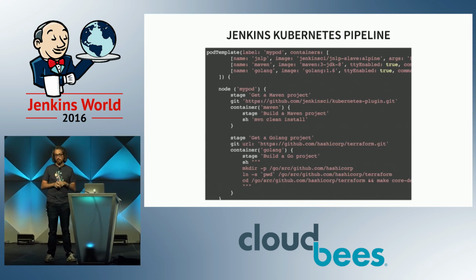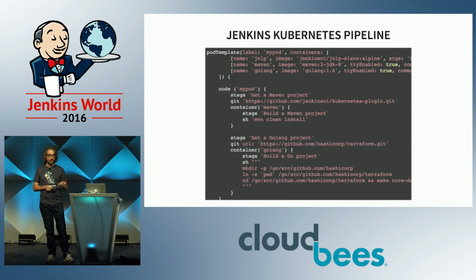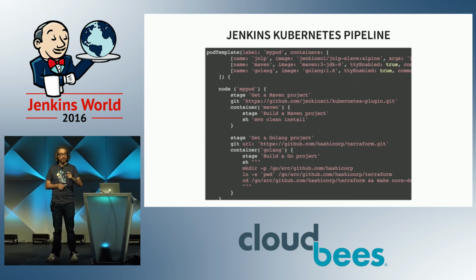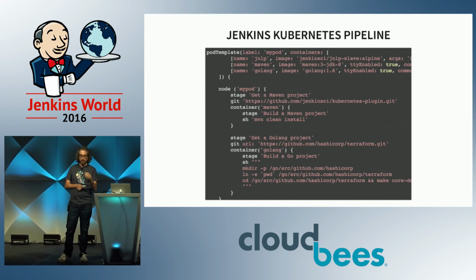So in this example, what I'm saying is I want a container that is JNLP because that's necessary, and then another container Maven and another Golang container. And I'm defining these templates. And what I'm saying is, okay, now in this slave, which is basically a combination of 3 images, 3 containers, go to the Maven container and run a Maven clean install, and then go to the Golang container and run a make command to do the Go building.